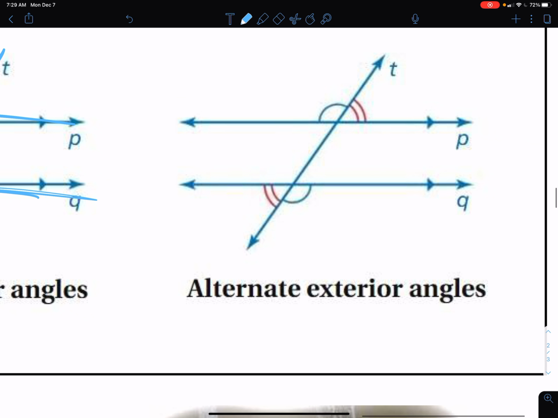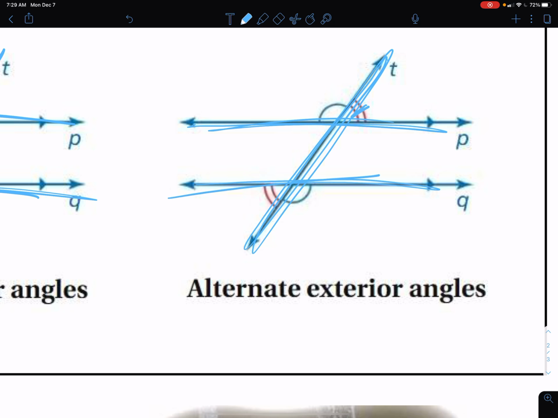Likewise, these are alternate exterior angles. These are on opposite sides of this transversal, and they are on the outsides of lines P and Q. That's why these two angles are congruent, and these two angles are congruent to each other as well.